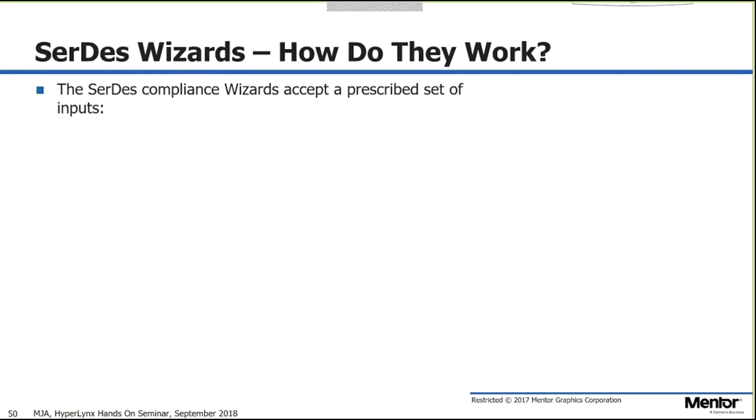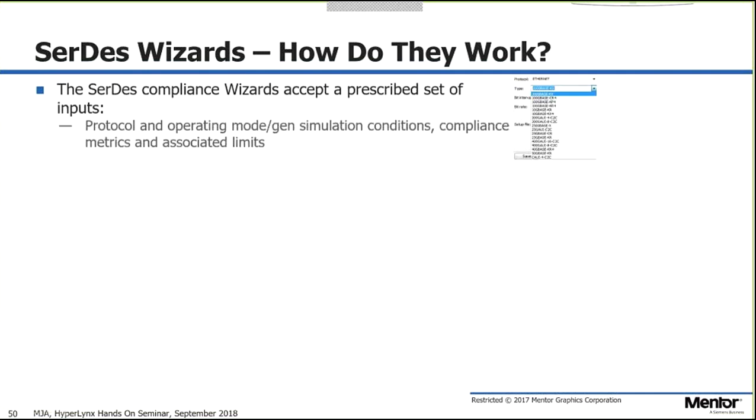So how does this work? Well, we have the compliance setup. You just go and choose the type of protocol and operating mode you're running under, and just by doing that, there are certain compliance metrics that are associated with that we can measure against. Okay, so that's the first thing. You just choose what you're doing.